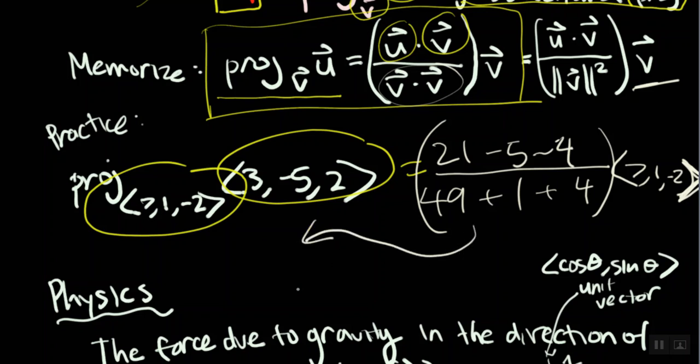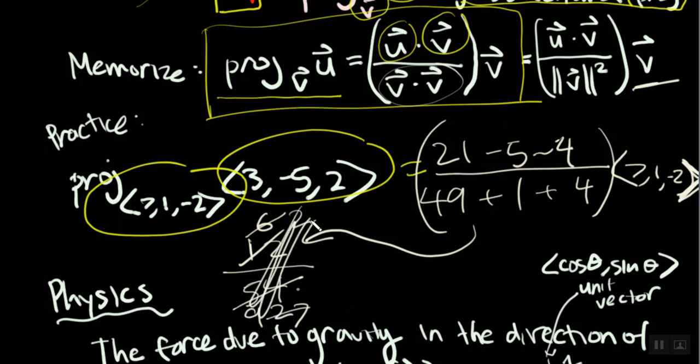So 21 minus 5 minus 4 is, well, 16 minus 4, or 12, over 49 plus 1 plus 4, well, 54. And we can simplify this and say that it is going to be 6 over 27. And hey, look at that. It actually simplifies. And we're going to actually divide this even further. So 6 divided by 3 is 2. And 27 divided by 3 is 9. 2 over 9. And let's just rewrite this as 2 over 9 times the vector 7, 1, negative 2.